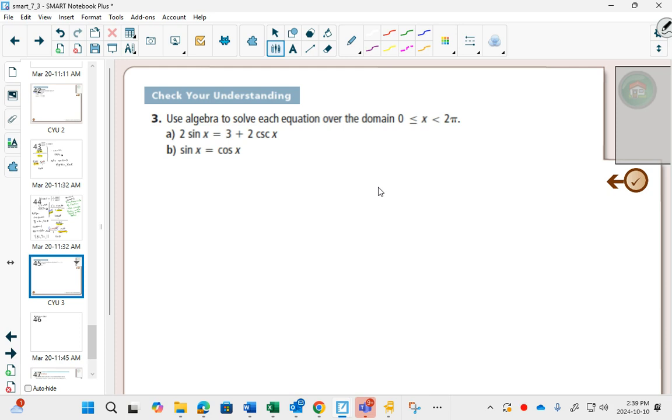Use algebra to solve each equation. We have a problem in A. Do you see the question has a sine x and it has a cosecant x? Generally, you can't solve unless you're just dealing with the same thing. We've seen this a little bit before.